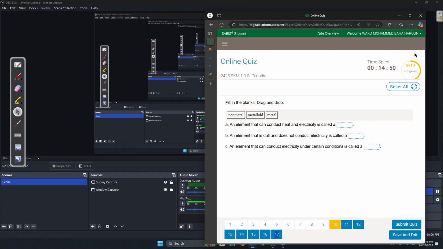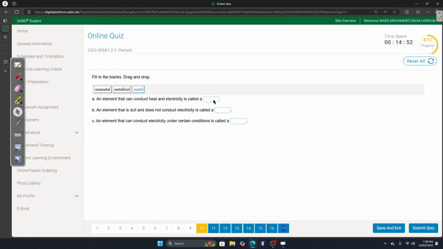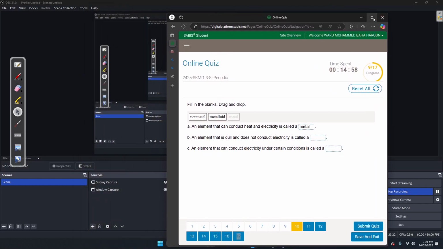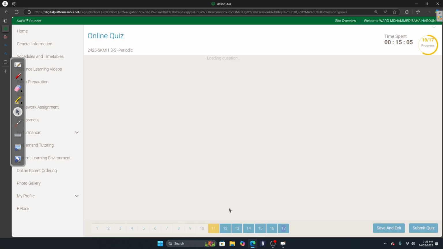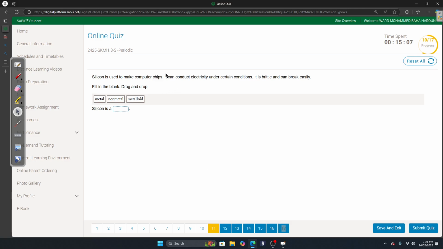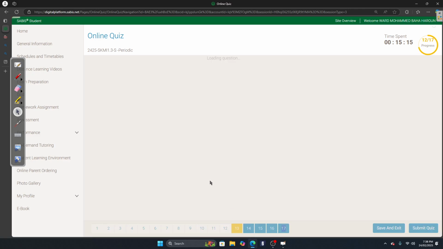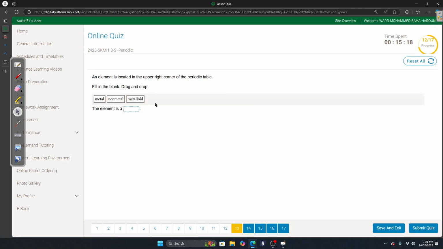An element that can conduct heat and electricity is obviously a metal. An element that does not conduct electricity and is dull is called a non-metal, and one that can conduct electricity under certain conditions is a metalloid. We already explained this. Silicon, under certain conditions, metalloid. We already explained this as well. Copper is a metal. Everybody should know this. It's one of the best conductors of electricity.